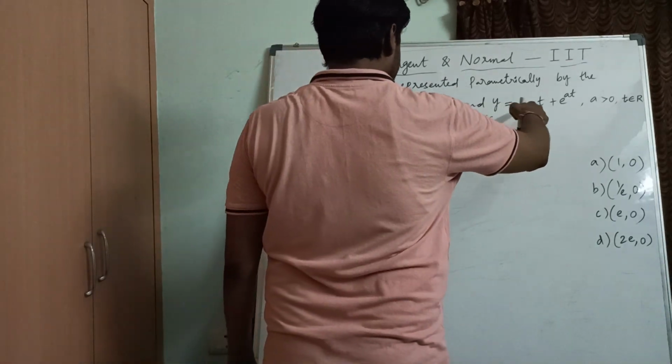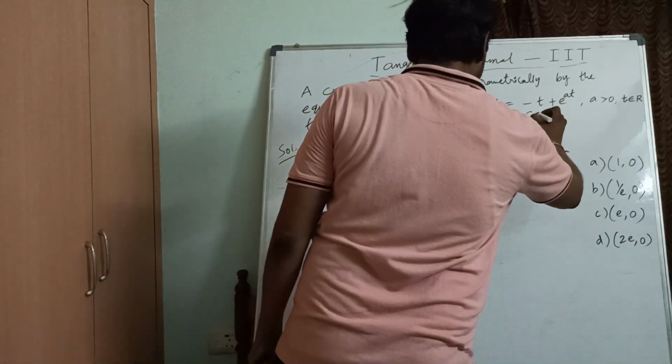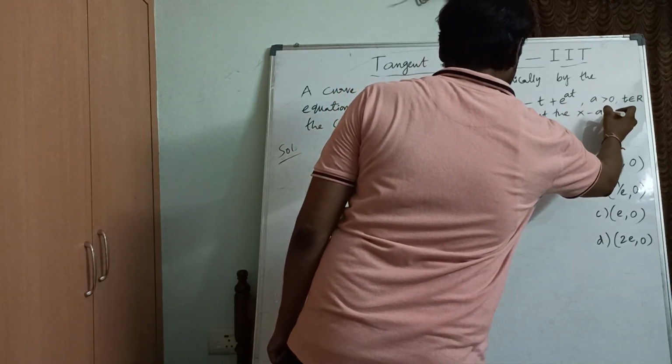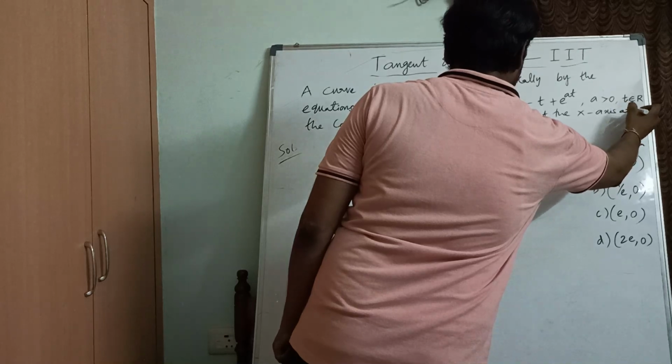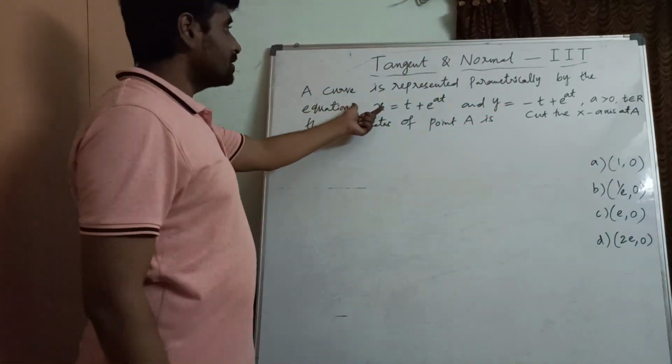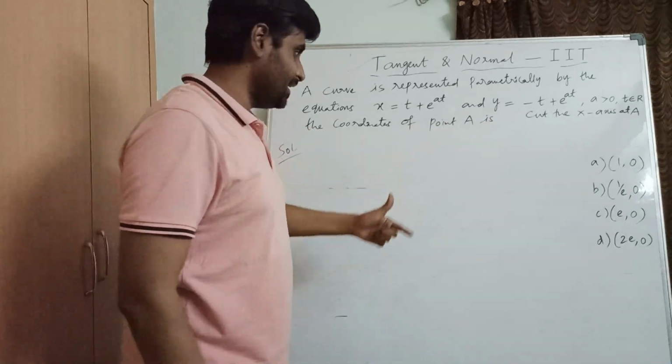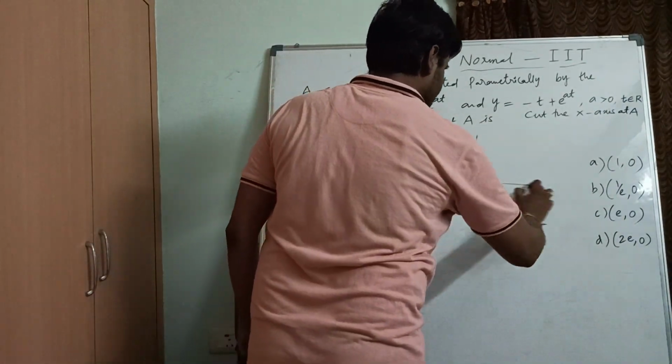So this curve is going to cut the x-axis at A. Now see here. So this curve is going to cut the x-axis at the point A. So now the curve is like this. See here.